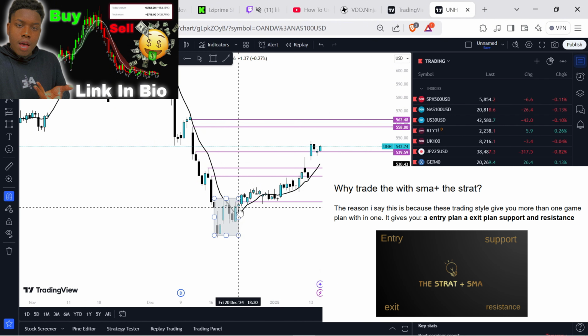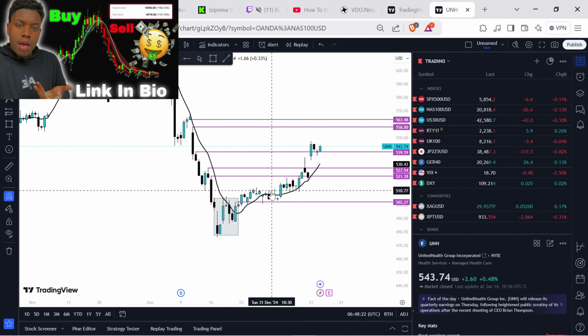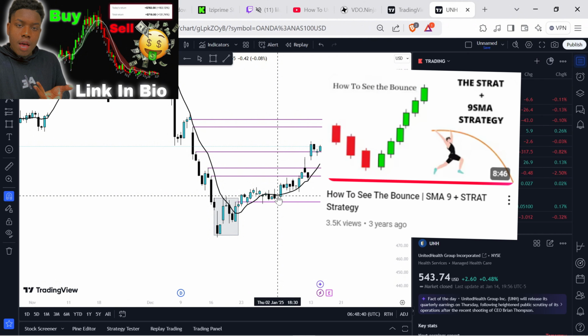So as you can see, it got above it. So our entry is right here, as long as it doesn't break below the SMA. As you can see, it did break below the SMA, but usually that's what we call the bounce. It's called the support, resistance, entry, exit. You guys go look on my YouTube how to spot a bounce.